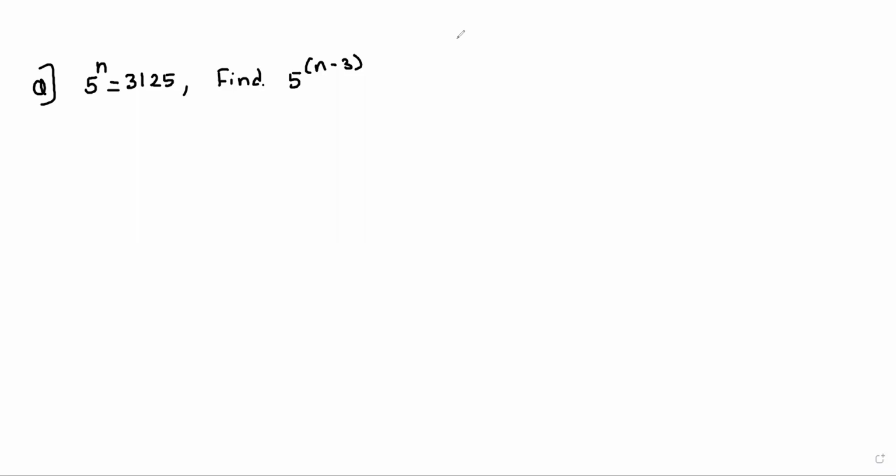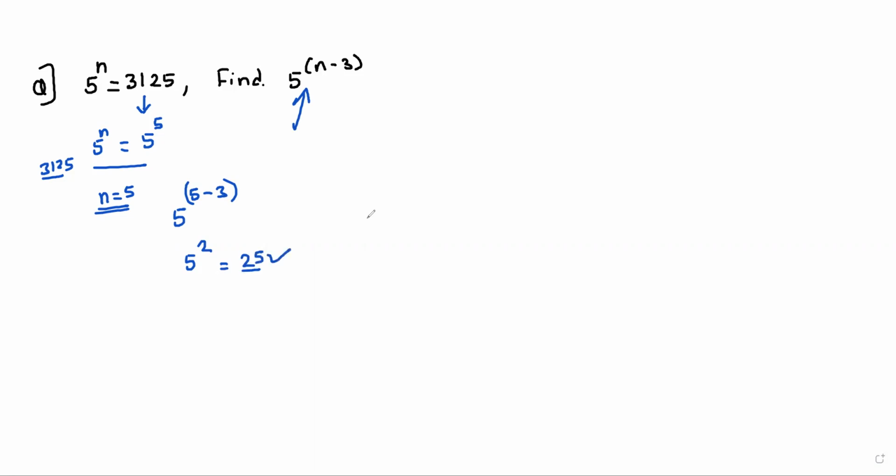Sir, 25, sir. This 3125, what can I write it as? 5 to the power of, how much are you getting? 5 to the power of 5, correct? Yes, sir. Okay, so n is equal to 5 here. Got it? So now I'm going to substitute this here. That is 5 to the power of 5 minus 3. So 5 minus 3 is 2. 5 square is 25. 25 is the right answer.